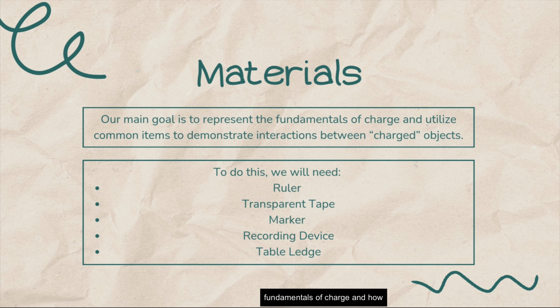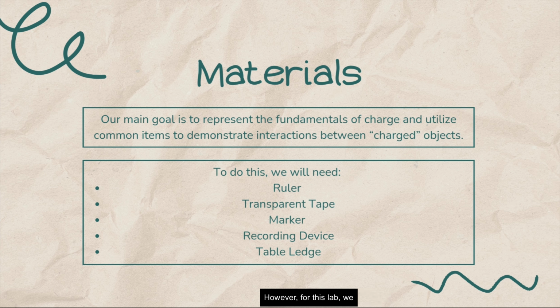Now that we know the fundamentals of charge and how an object can acquire it, in this lab our goal is to demonstrate the different interactions of charged objects. This can be done utilizing simple household items such as a balloon in your hair, rubbing your socks on carpet flooring are a few examples of what can be achieved at home.